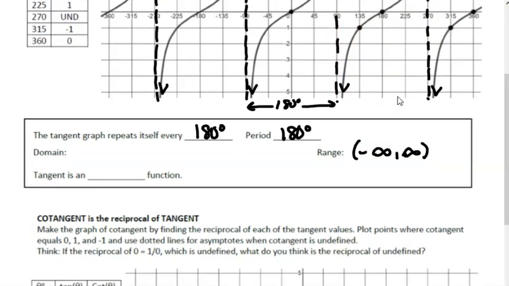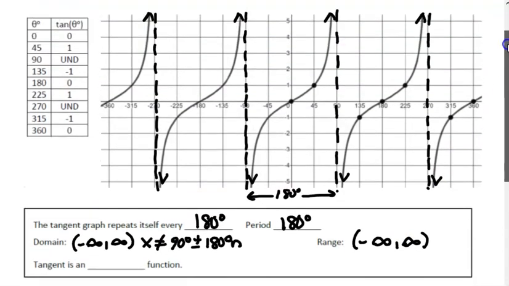So let me show you kind of a cool way to describe this. We're going to say all real numbers except x is not equal to, well, I can't list all the possible asymptotes because there's an infinite number of them. They're going to occur every 180 degrees. So what I'm going to do is start with the first asymptote, which is 90, and then I'm going to say plus or minus 180n. In other words, plus or minus multiples of 180.